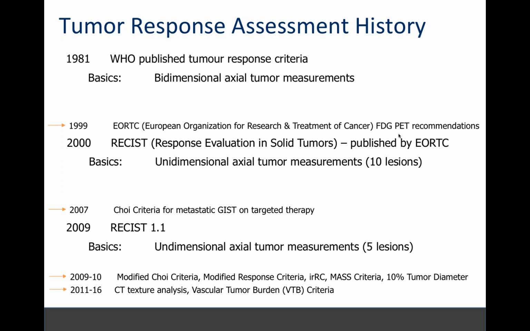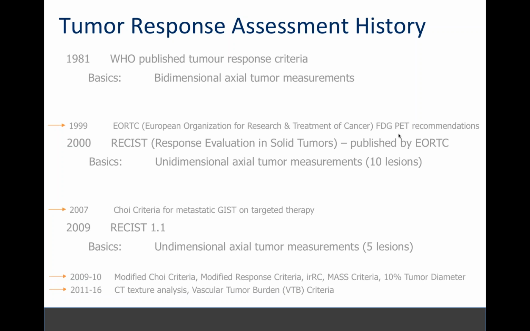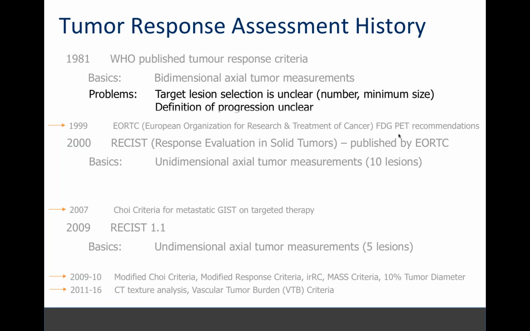It was just accepted recently, and we'll cover that as we go forward here. Now, each of these criteria has a number of different problems. I can't go through all of them, but with WHO, target lesion selection is a little bit unclear. How many are you supposed to select? Really, you select them all.